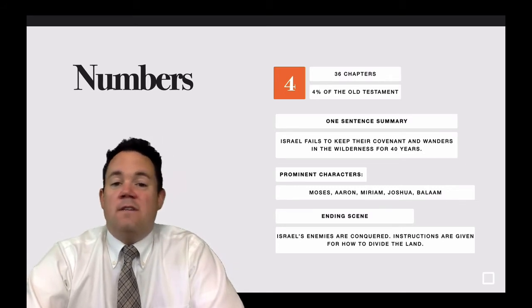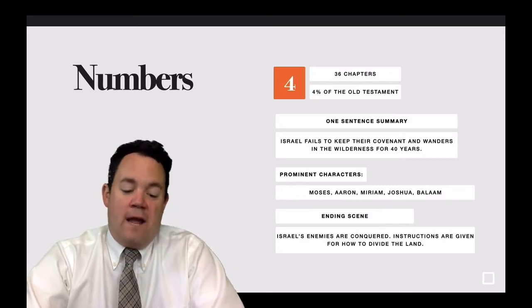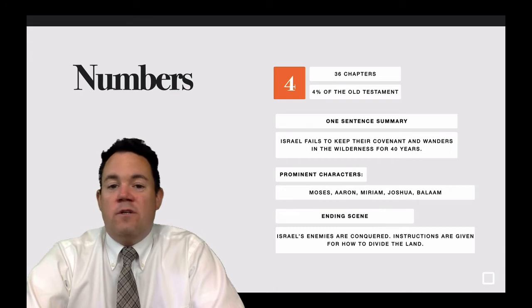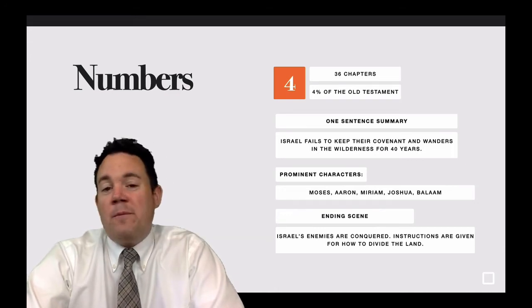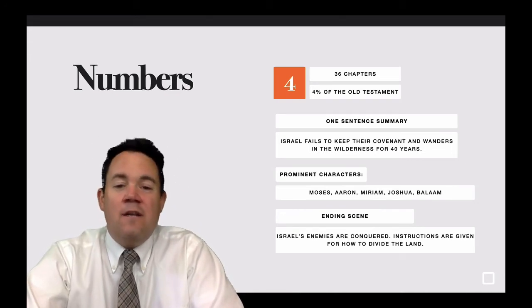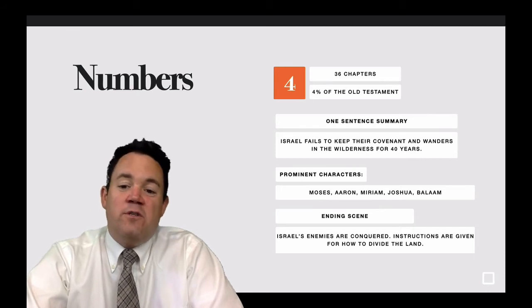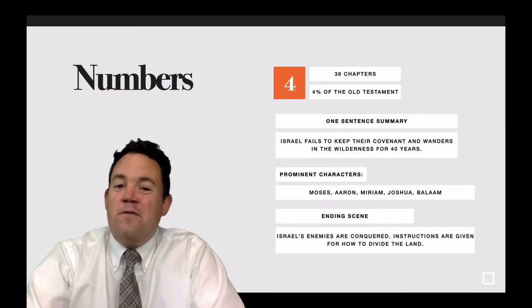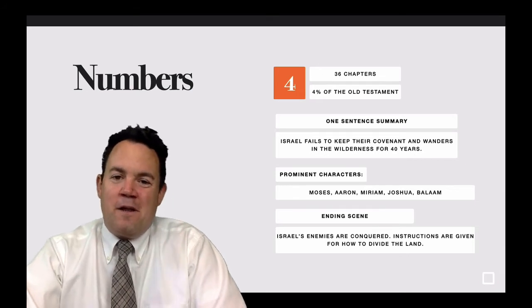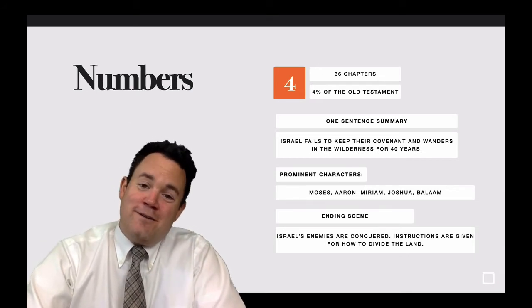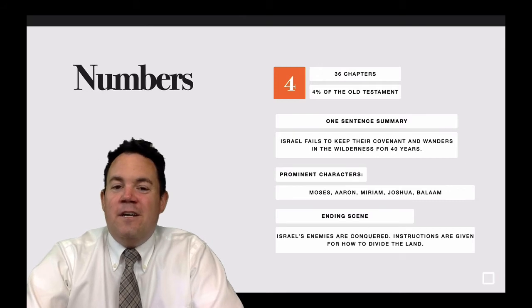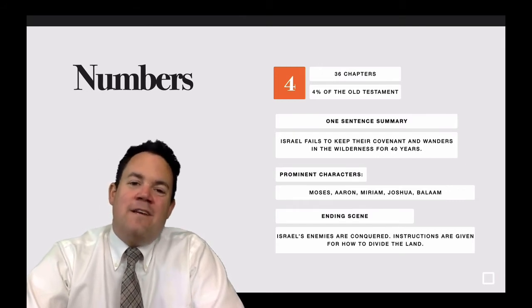It's a lot of the rest of the story of what happens while Israel is traipsing across the wilderness. Prominent characters here again: Moses, Aaron, Miriam, and we're also introduced to Joshua. There's another figure, Balaam. He's the one who has a talking donkey. I'm not going to spend a lot of time talking about the talking donkey, but if you want to ask in the discussions on Tuesday night or Wednesday at noon, feel free.